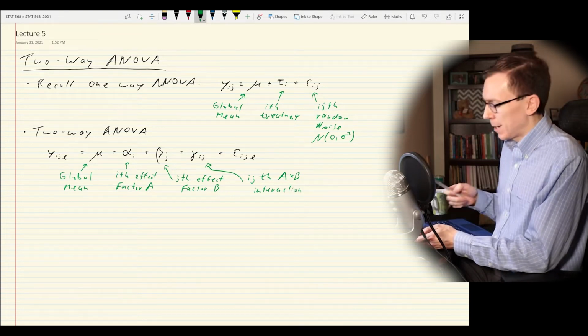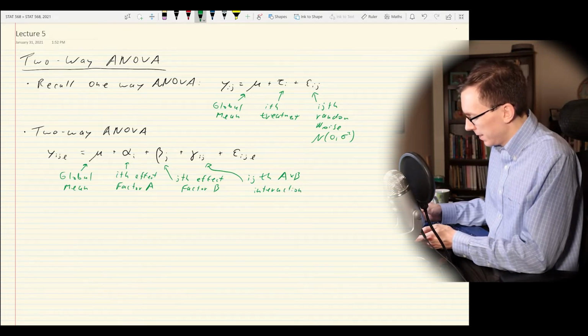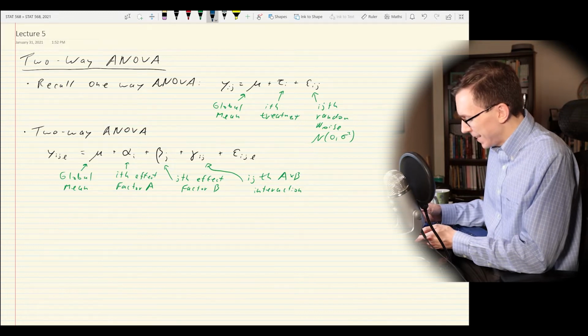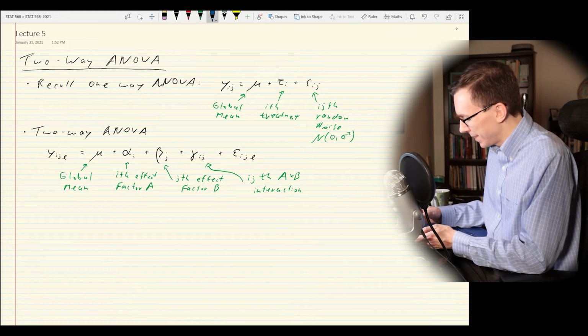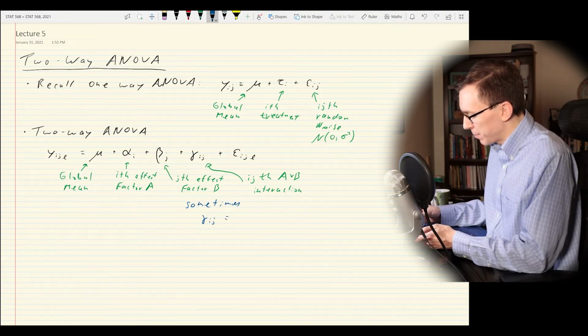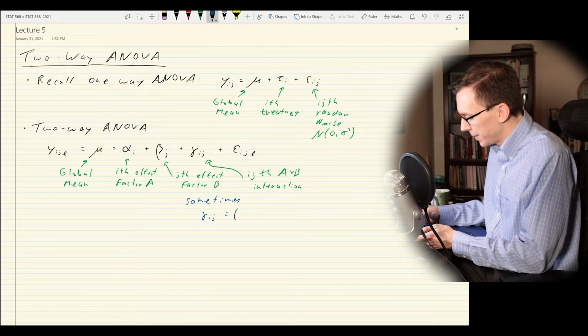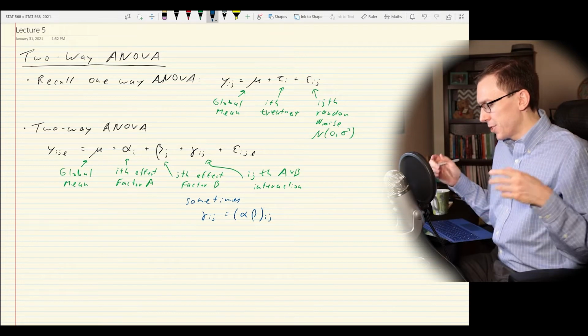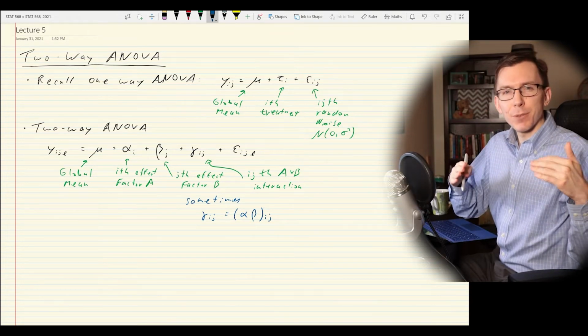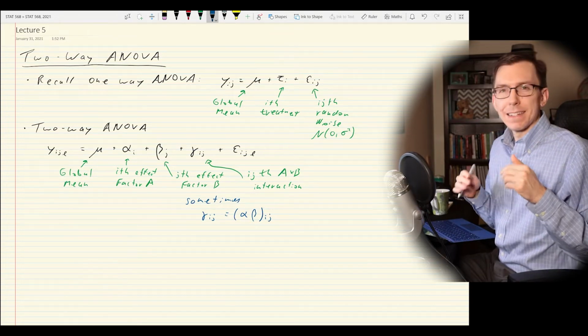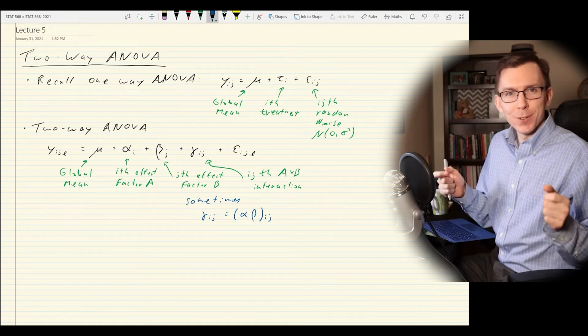In the other notes, sometimes, maybe in blue, just to keep with the multicolor scheme here, I'll say sometimes gamma ij, we might write that, as I did in a previous lecture, as alpha beta ij. And that's just to emphasize that it's the interaction between alpha and beta, but it's not strictly that I'm multiplying those two things together.